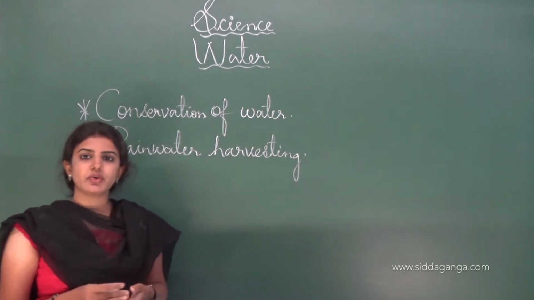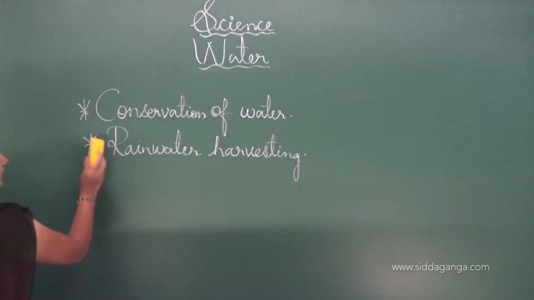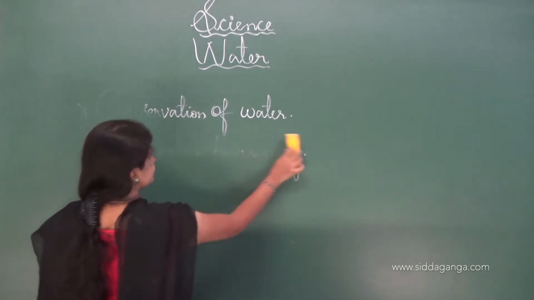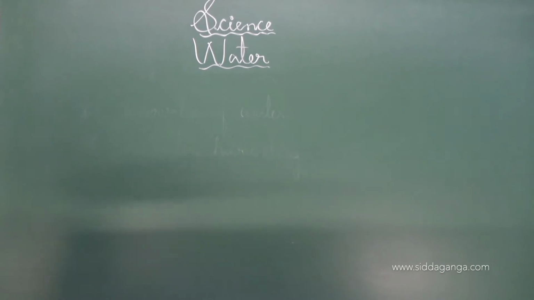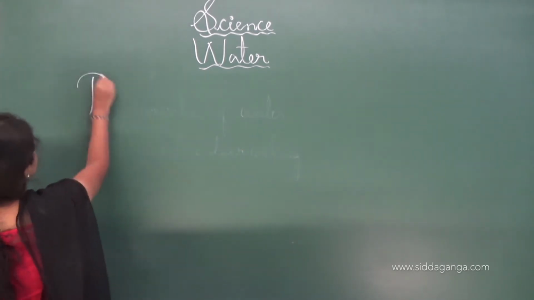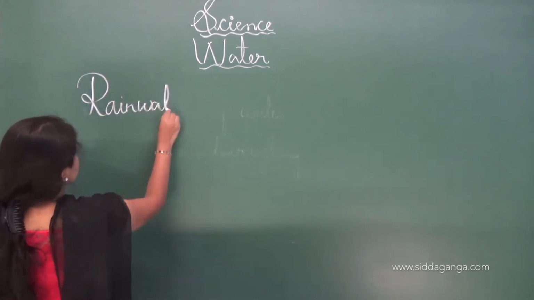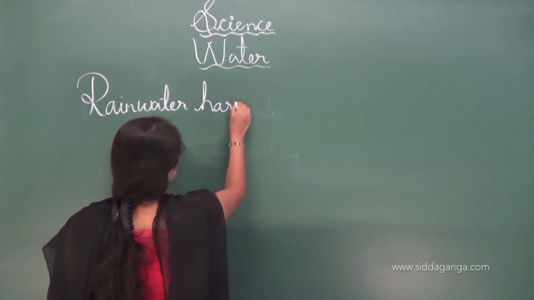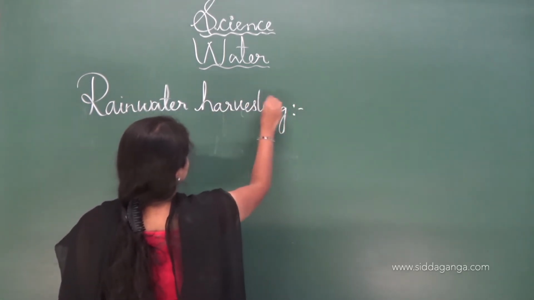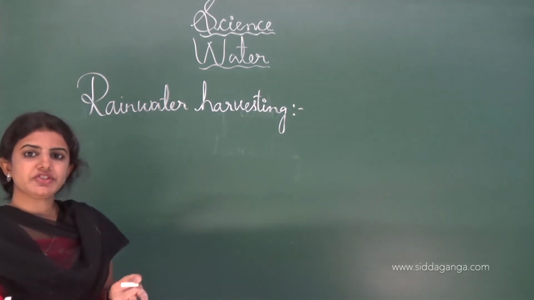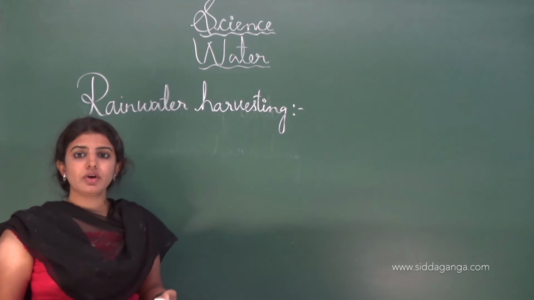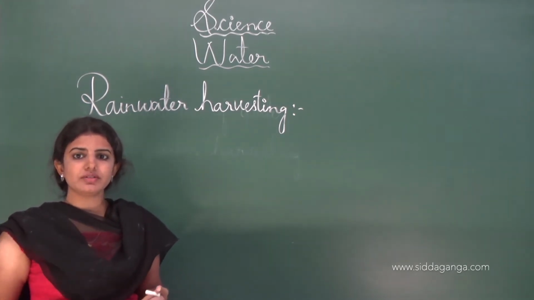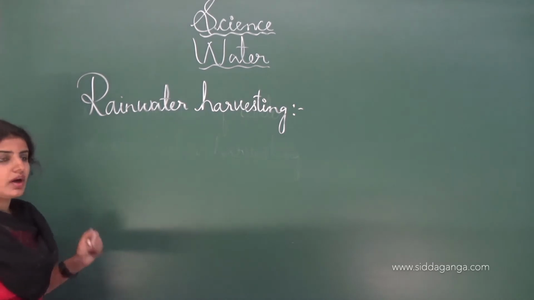And also we learned about the term rainwater harvesting. In today's class we will start with the term rainwater harvesting. In the previous class I told you the definition of rainwater harvesting. Once again I will tell you, rainwater harvesting is nothing but the collection of water on the surface on which the rain falls, storing it, and later using it for future use.